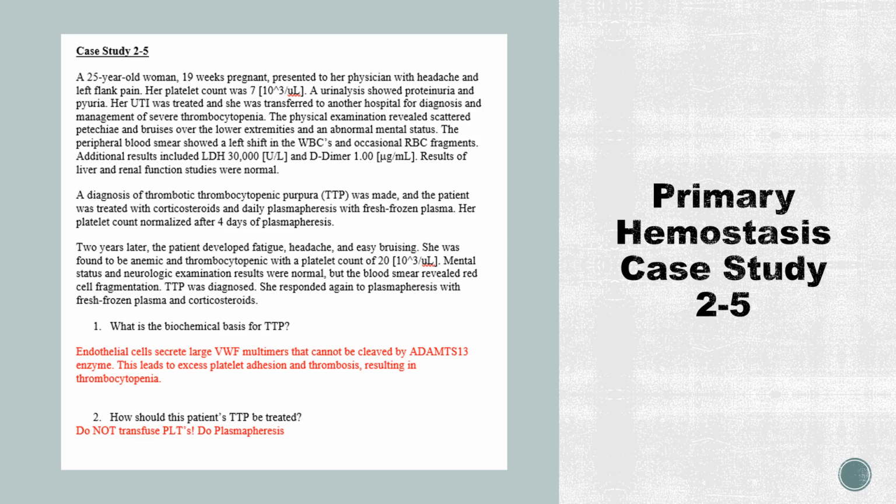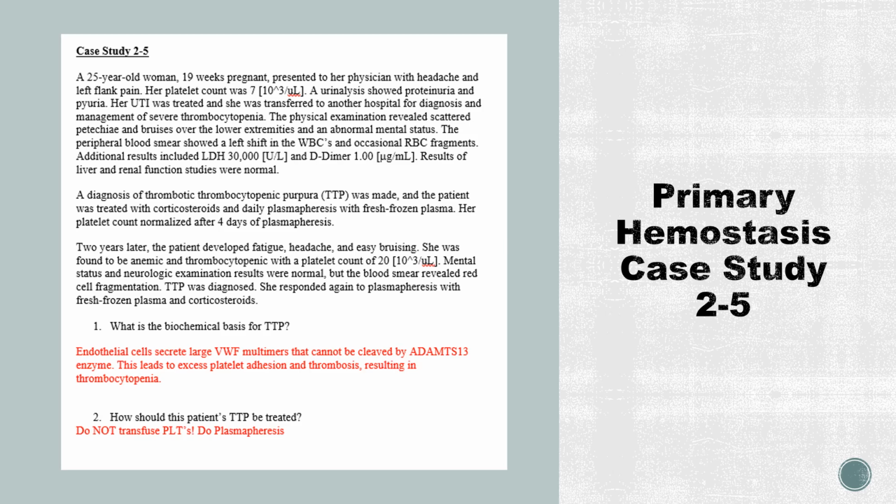Her platelet count normalized after 4 days of plasmapheresis, and 2 years later the patient developed fatigue, headache, and easy bruising. She was found to be anemic and thrombocytopenic with a platelet count of just 20. Mental status and neurologic examination results were normal, but the blood smear revealed red blood cell fragmentation. TTP was diagnosed, and she responded again to plasmapheresis with fresh frozen plasma and corticosteroids. So let's think about TTP.